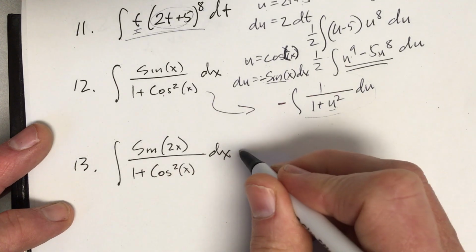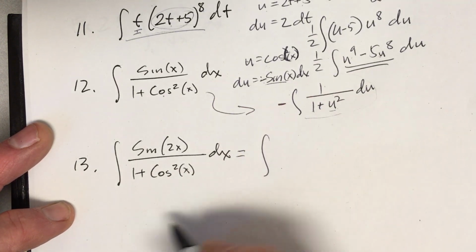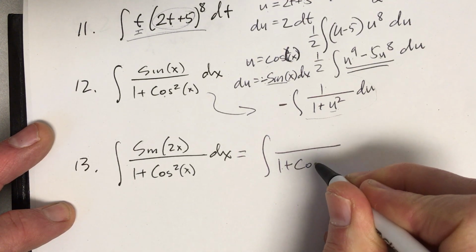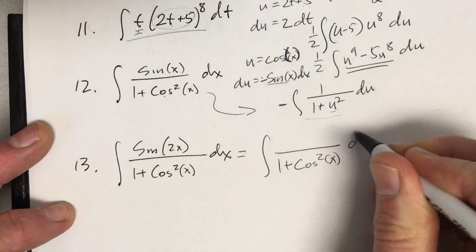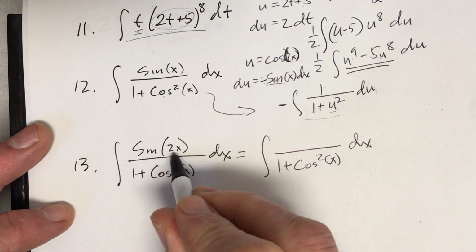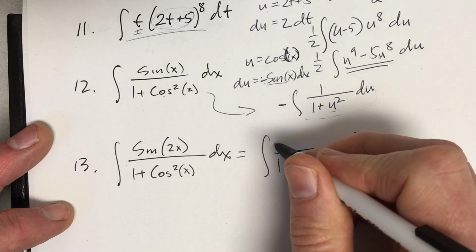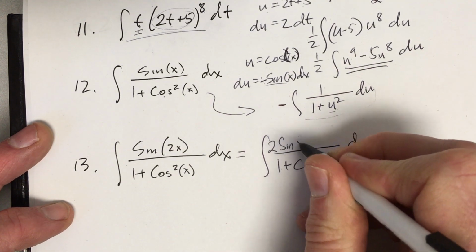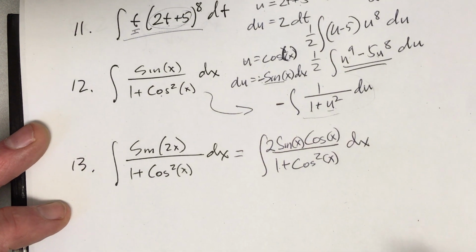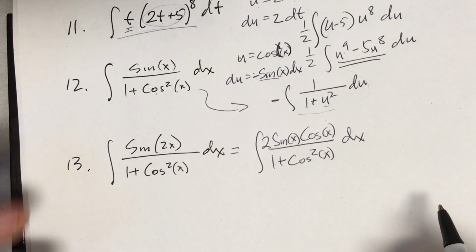Now this one's a little bit different. This one, I'm going to rewrite not the denominator, but the numerator. That's still cosine squared of x dx, and this is your double angle formula where it's x plus x, and it's just going to be 2 sine x cosine x. It's worth memorizing those trig identities. Okay. Then what do I do?